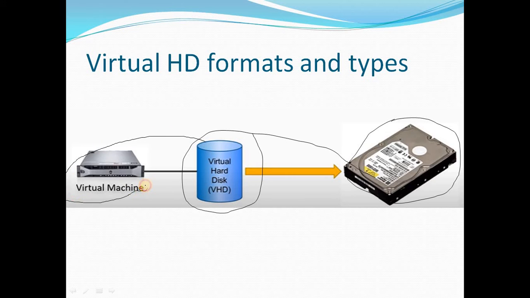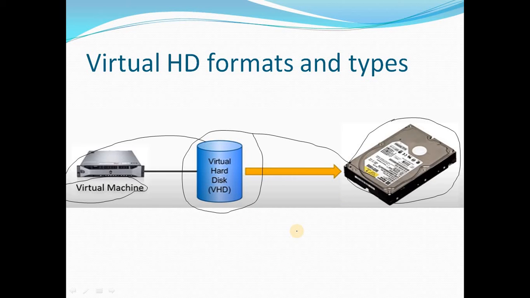See here, these are the steps actually. Number one, in order to deploy the virtualized environment, you need to have a physical machine first. Inside the physical machine, in terms of the physical hard disk, you are going to create one virtual hard disk. And inside this virtual hard disk, we are going to install the virtual machine. So these are the three steps.